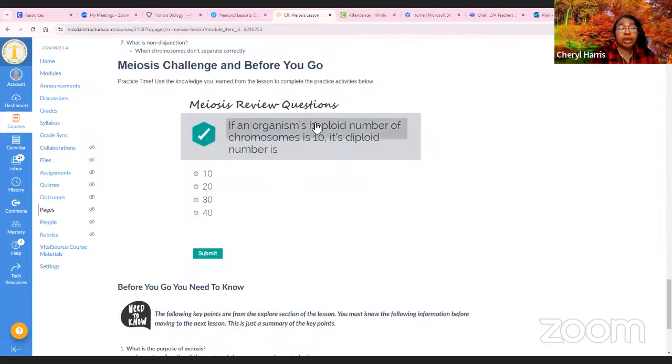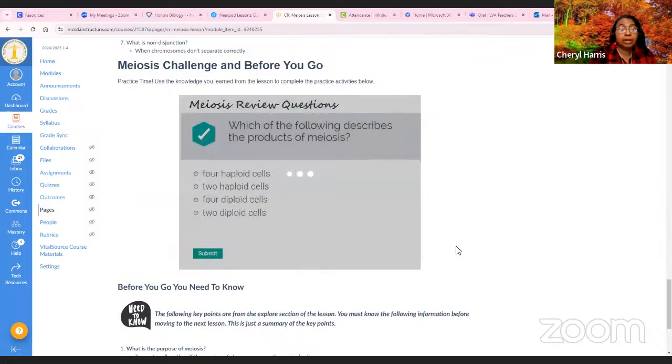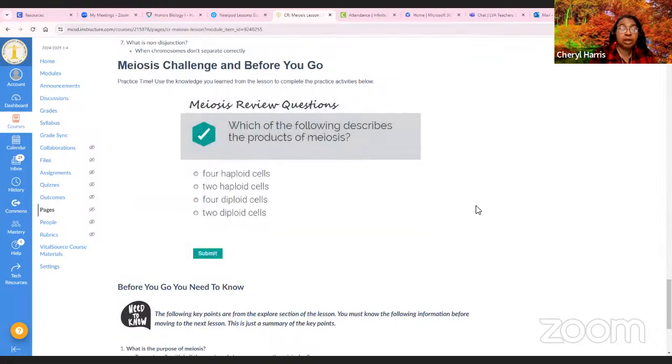20. Thank you. So if haploid is 10, double is going to be 20. So let's do that. All right, next one. Which of the following describes the products? I mean, what the end result of meiosis? What is the end result of meiosis?